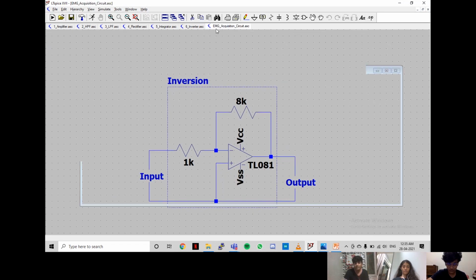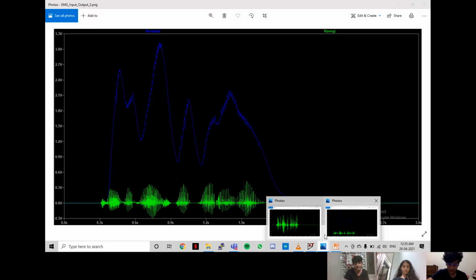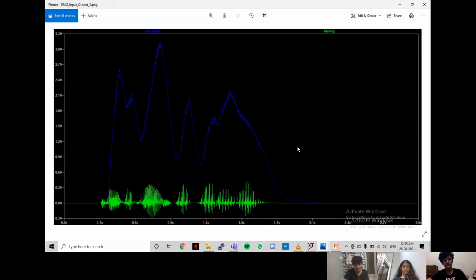To amplify, we use a precision gain amplifier INA 106 and a TL081 operational amplifier based circuit for the rest of the stages. Finally, we get an analog signal at the output whose amplitude increases as the time for which the muscle is contracted increases, and this signal is provided to the microcontroller to control the wheelchair.